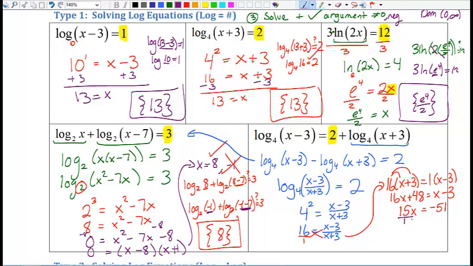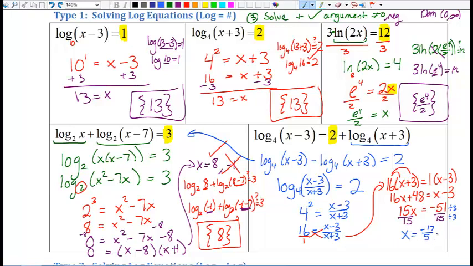Then I'm going to divide both sides by 15. And I believe that reduces here. So my final answer is x is equal to, divide the numerator and the denominator both by 3, negative 17 fifths. I believe this to be my potential answer.